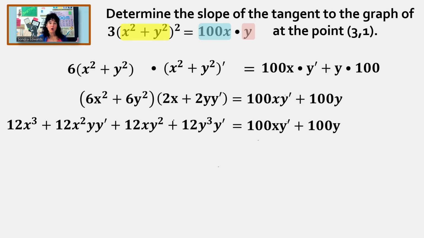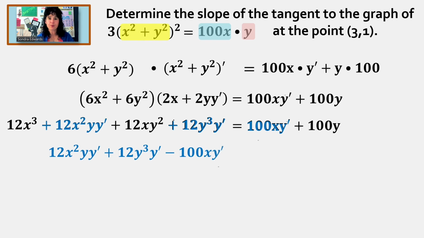All right, now I can move all of the terms with a y prime in them to the same side and anything without a y prime on the other. So I'm going to move all the blue ones over to the left-hand side. And anything that is not a blue one, anything without a y prime, I'm going to move over to the right side. Okay, so I'm just adding and subtracting terms to get all the y primes on one side, everything else on the other.